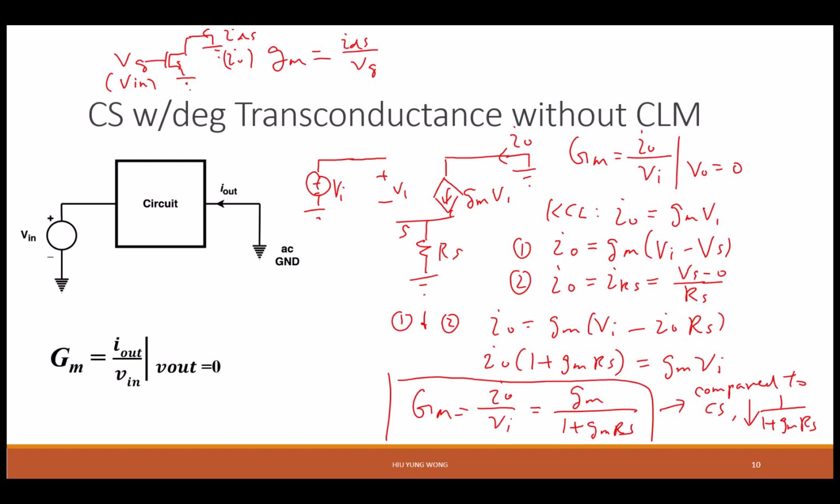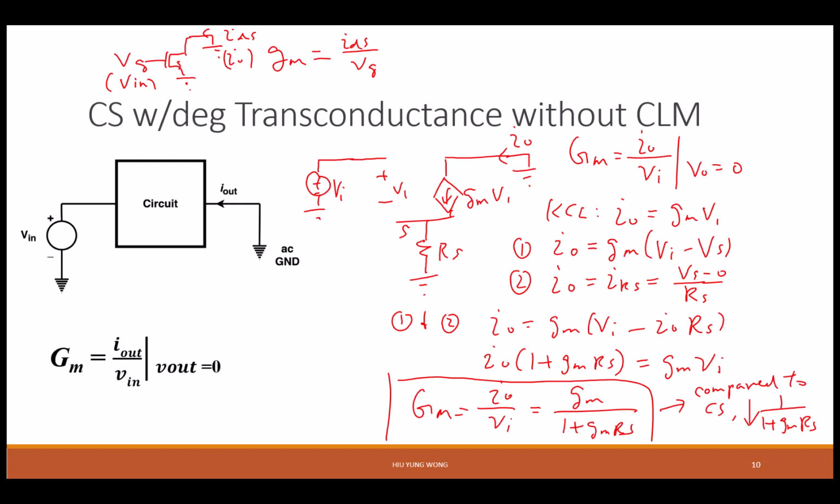Gm divided by 1 plus Gm Rs. What is the transconductance of a common source amplifier? We just say that it's Gm, right? Because a common source amplifier is just that you don't have the Rs, so it's Gm. Which is correct. If I put Rs equals zero, it is Gm. Compared to that, you see what happened?